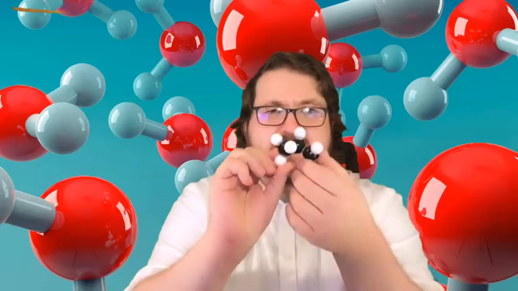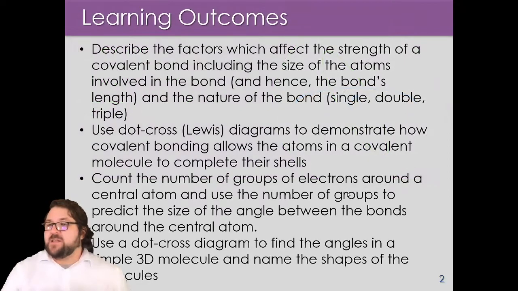Today we're going to keep talking about covalent bonding and we're going to start talking about the shapes of molecules. So what is it that affects exactly the shape that the molecule makes? Let's have a glance at the learning outcomes.